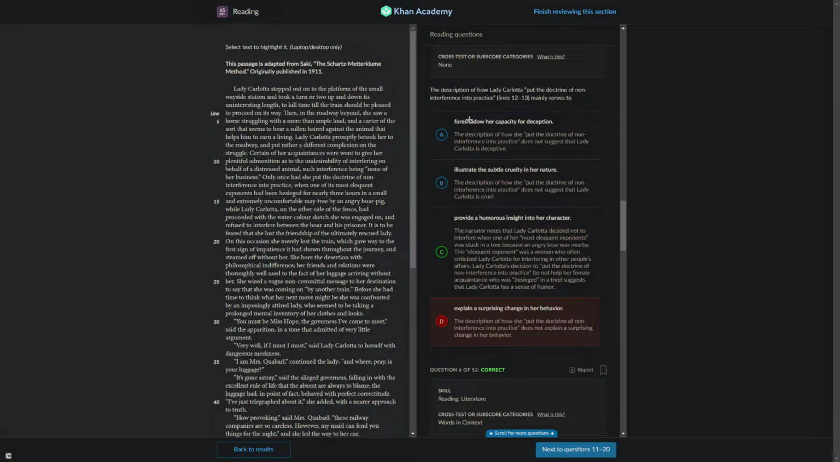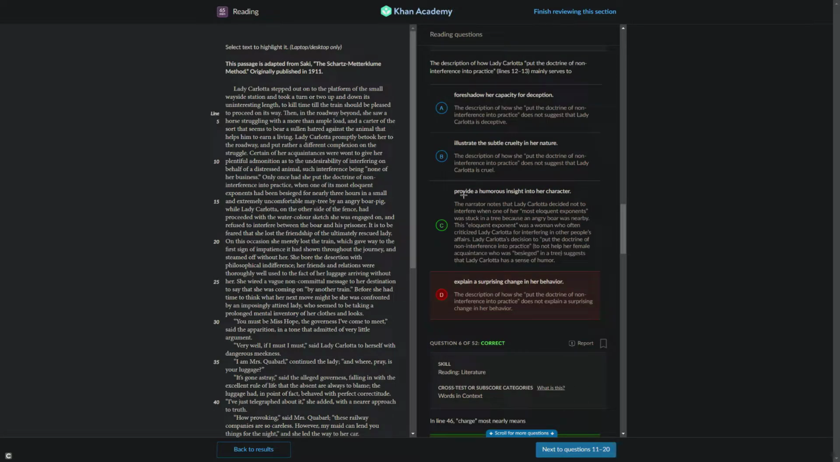And let's see, so foreshadowing her capacity for deception, her using her doctrine of non-interference doesn't really foreshadow her being deceptive. It doesn't suggest that. And illustrate the subtle cruelty in her nature. Well, it doesn't suggest that she's cruel either. And prove a humorous insight into her character. So let's see why this is the correct one.